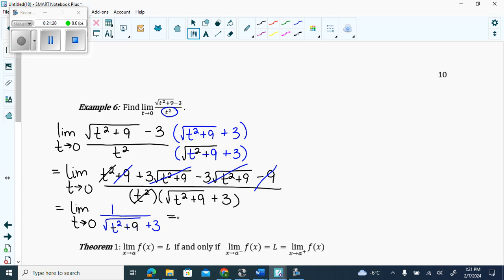My next step, now can I substitute in? Did I get rid of the problem? Yes, so I can substitute in. I get 1 over the square root of 0 squared plus 9 plus 3, which is 1 over the square root of 9 plus 3. Square root of 9 is 3, so 3 plus 3, which is 1/6.